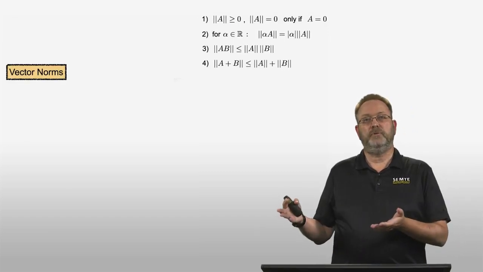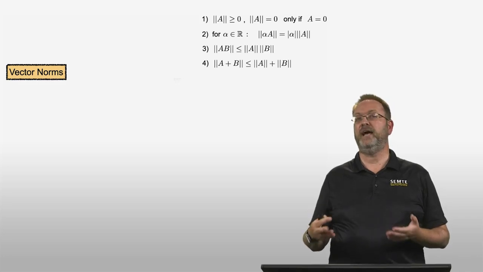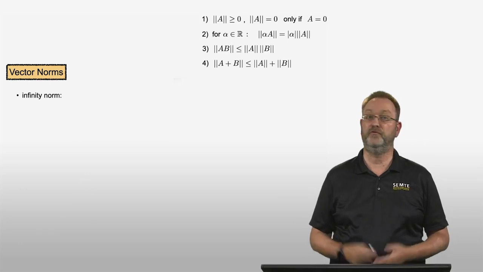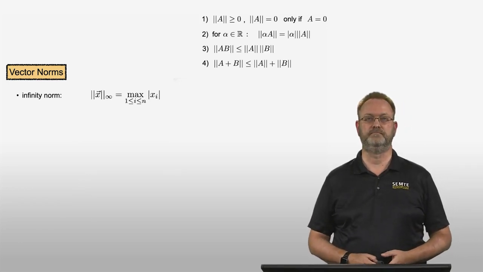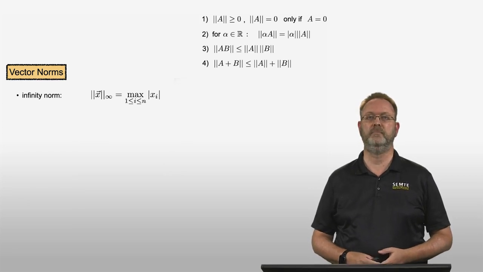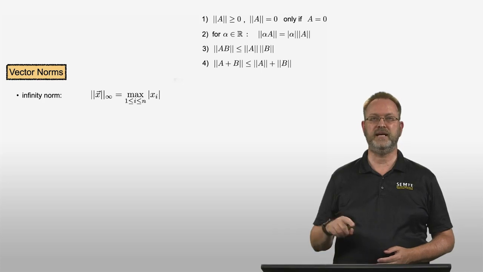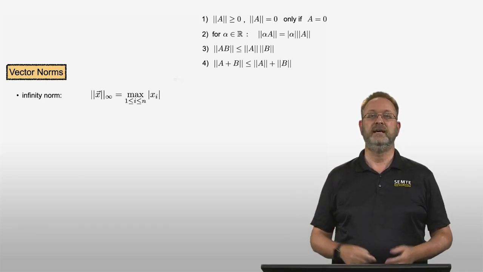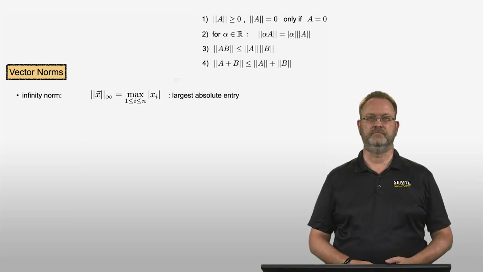So those are the four properties of norms, and let's apply them to vector norms and look at specific forms of these norms for vectors. The first one we're going to look at is the so-called infinity norm. The infinity norm, indicated by a little infinity symbol as the subindex after the final two vertical lines, is simply the largest absolute entry in the vector x.